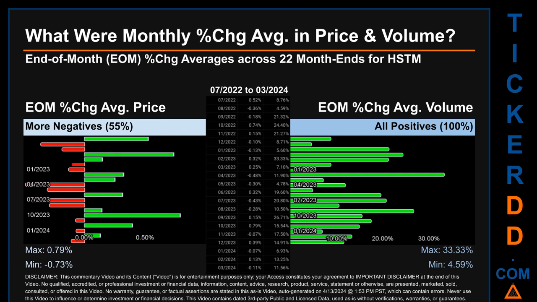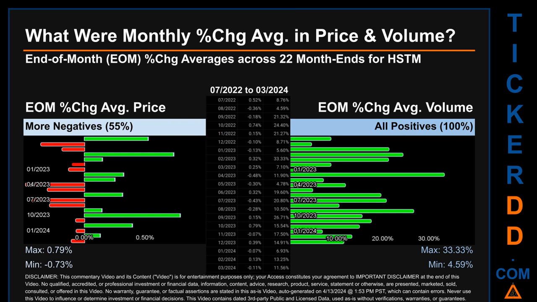From 2022 to 2024, out of 22 month ends, 12 had a negative percentage change in average price. Meaning 55% of month ends saw a negative percentage change in average price. In terms of volume, 22 out of 22 month ends had a positive percentage change. That is 100% of month ends saw a positive percentage change in average volume.